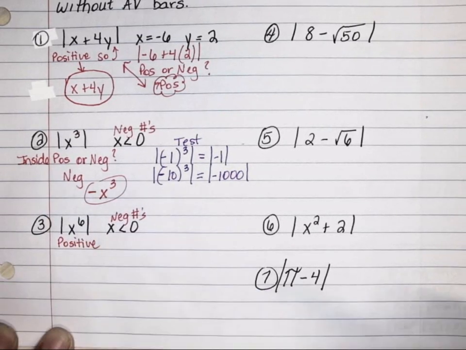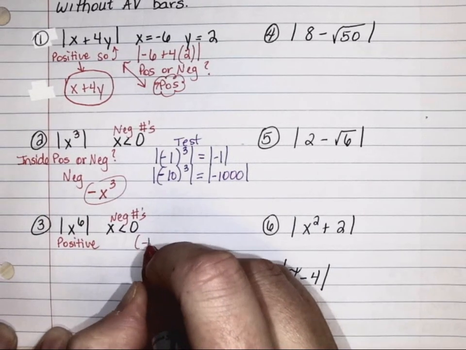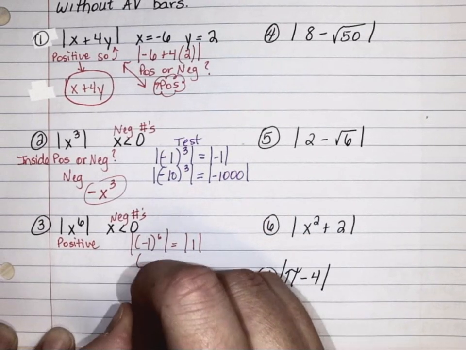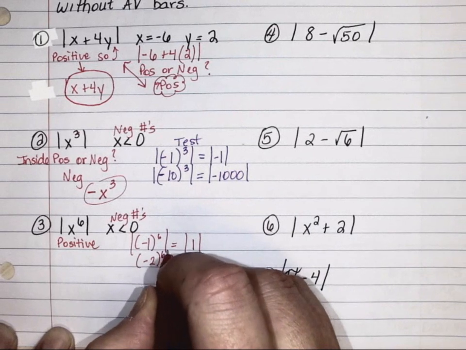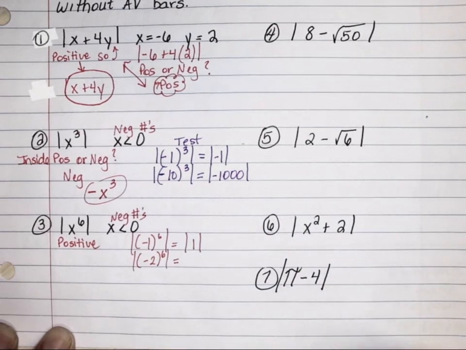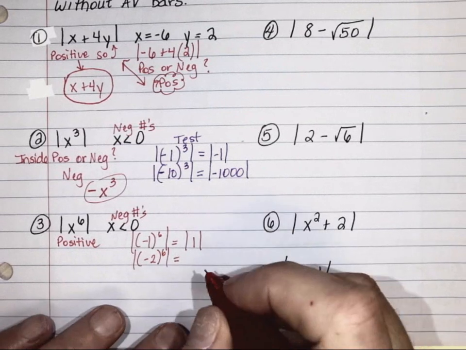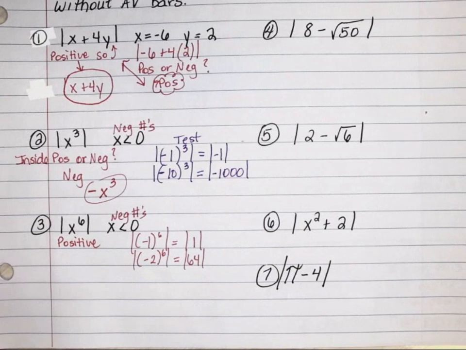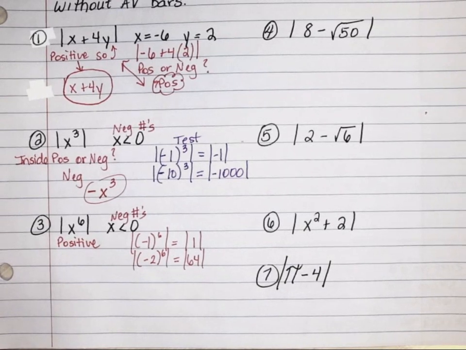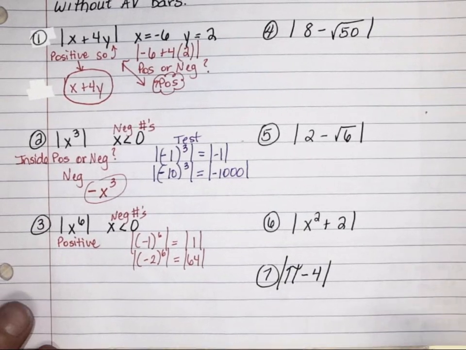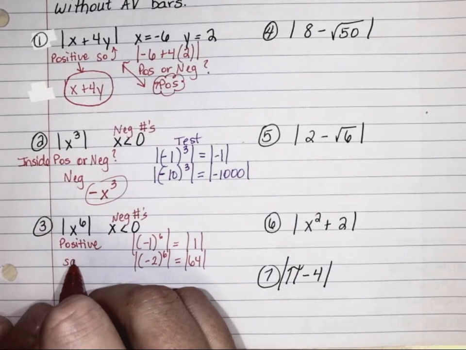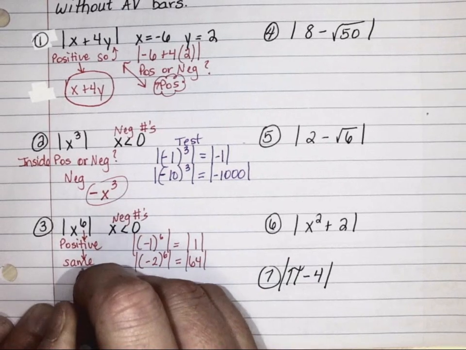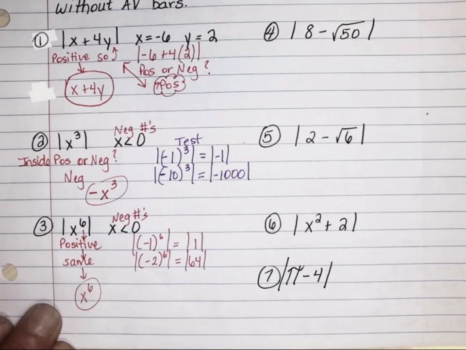And once again, you've got an even power. But you can test it out, like -1 to the 6th power, that's going to give you +1. -2 to the 6th power, that's going to give you +64. And so you get positive, so it stays the same. So positive stays the same, so you leave it x to the 6th.